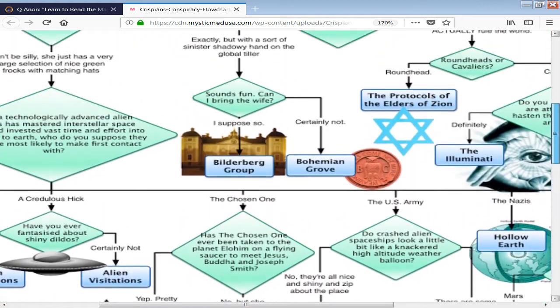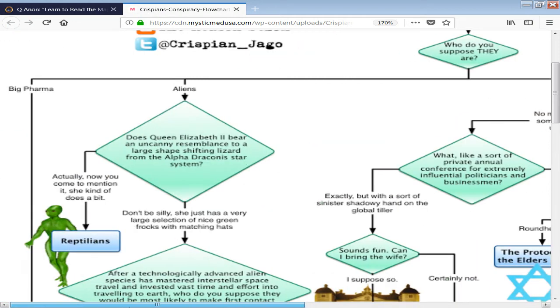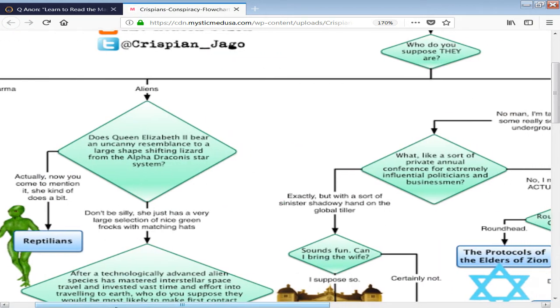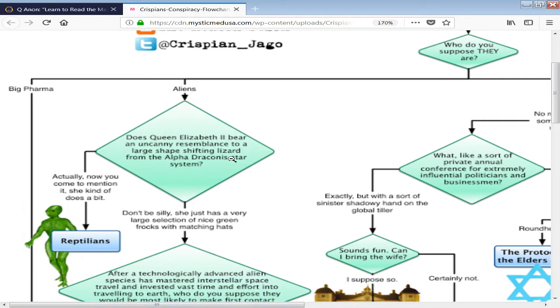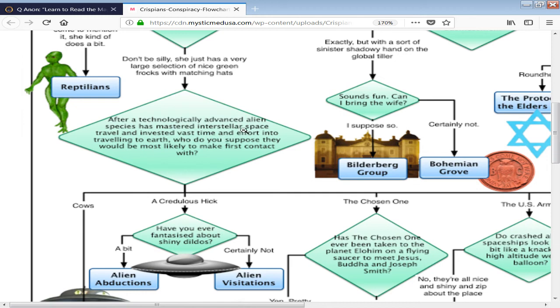So we're going to go back up, and we did the big pharma. Let's try the aliens now. So this one eloquently asks, does Queen Elizabeth II bear an uncanny resemblance to a large shape-shifting lizard from the Alpha Draconis star system? And of course, actually, yeah, she does kind of look like, no, don't be silly. She's just very large. After a technologically advanced alien species has mastered interstellar space travel and invested vast time and effort into traveling to Earth, do you suppose they would be more likely to make first contact with?